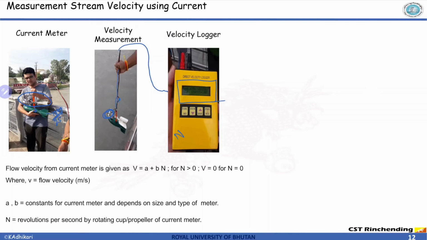In the olden days, as I said, only the revolution was given. So to convert this revolution into velocity, normally an equation of the form velocity is equal to a plus b n was given, where n is the revolution, and a and b were constants. So you have to do the manual calculation of velocities.